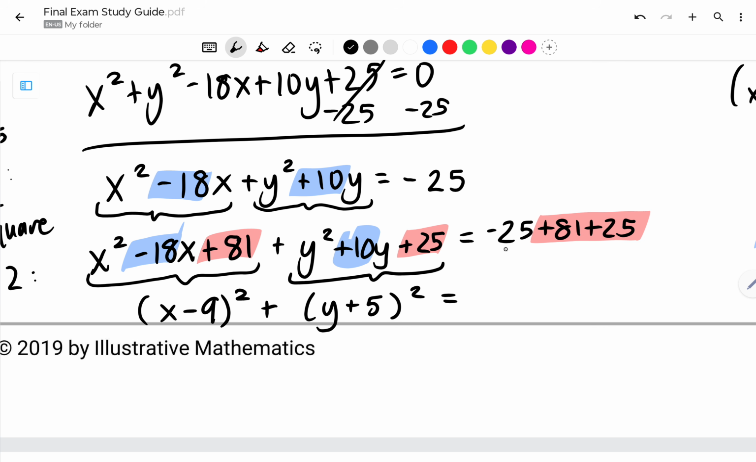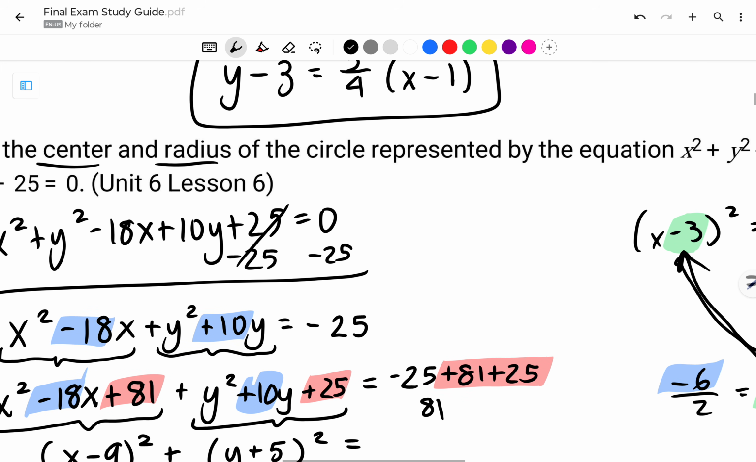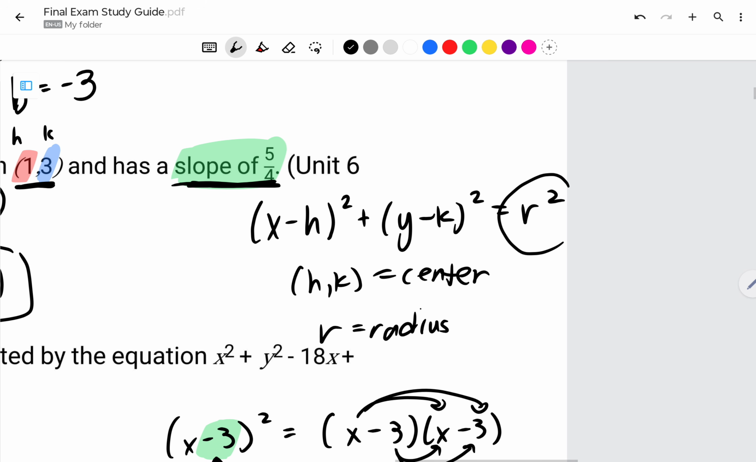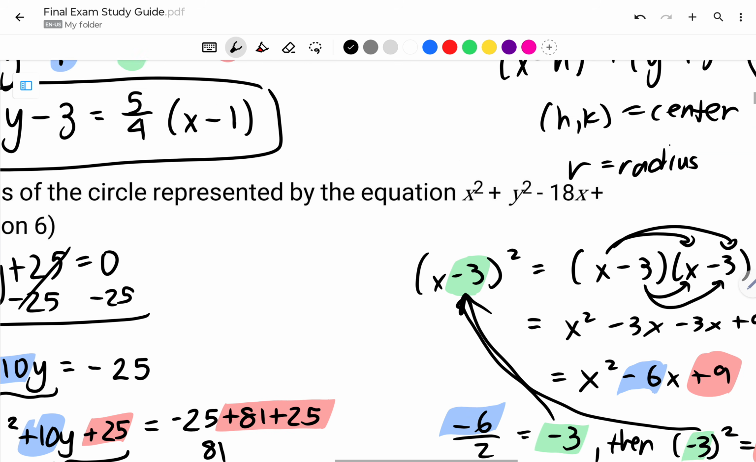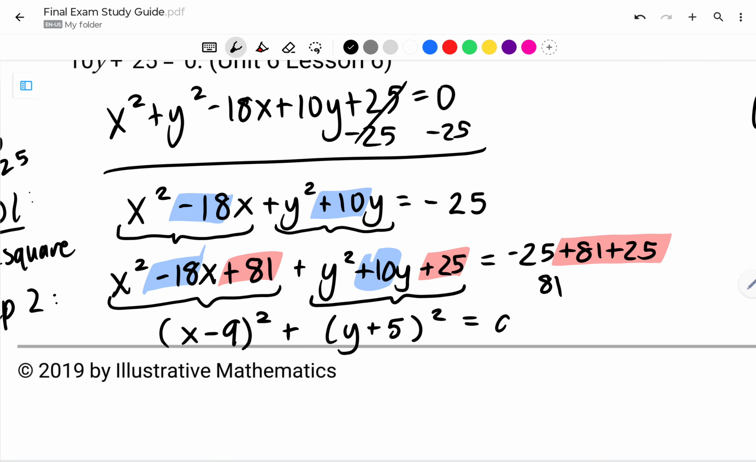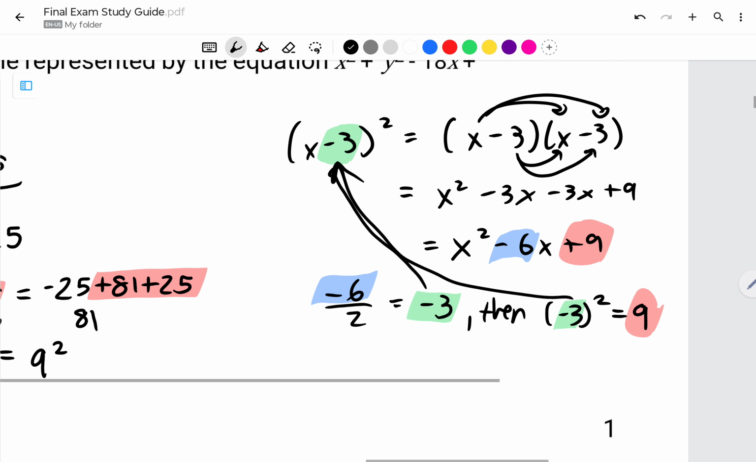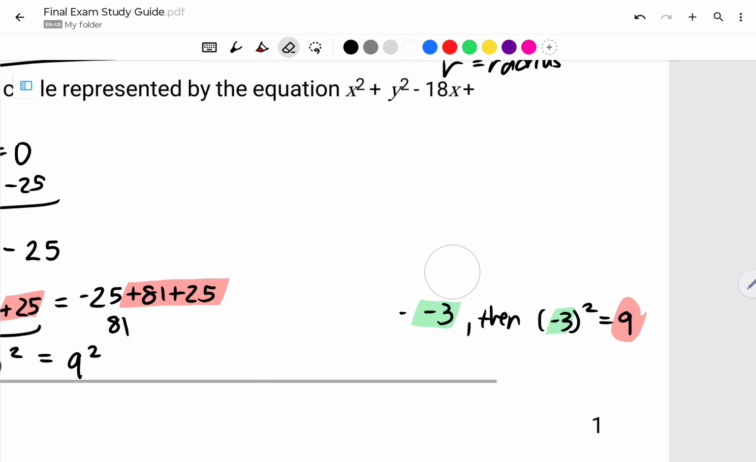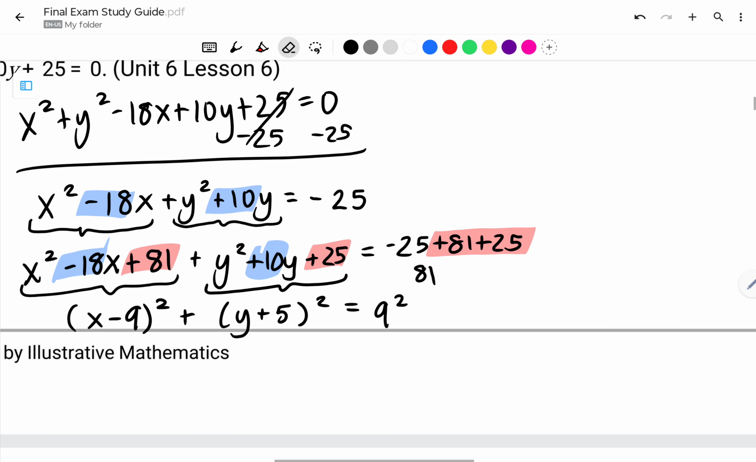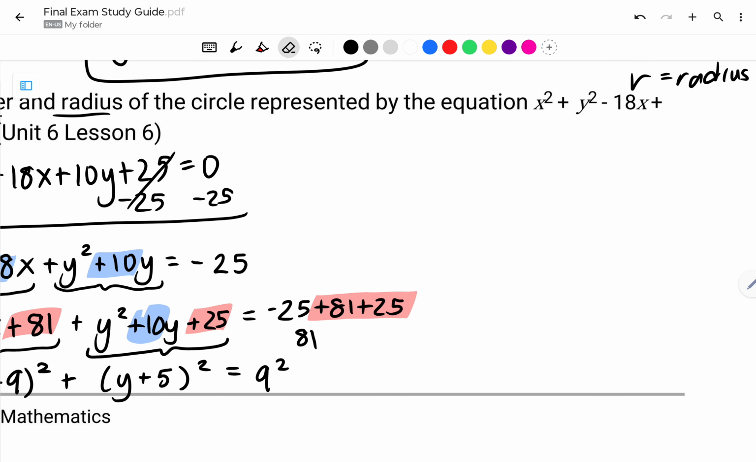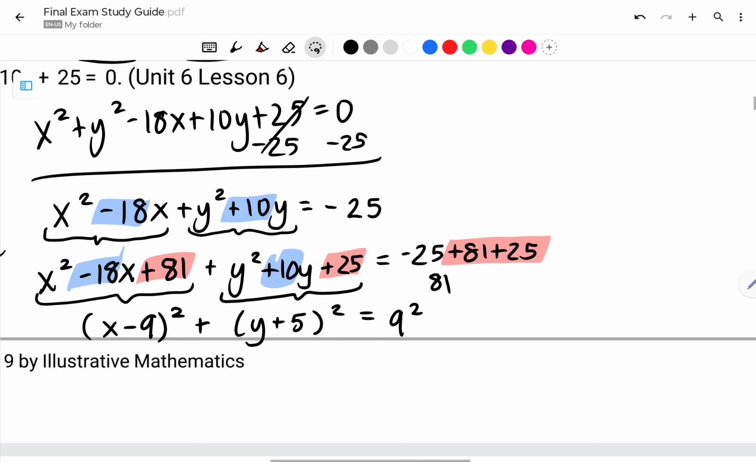And then this is going to be negative 25 plus 81 plus 25, that's 81. 81 is a perfect square. How can I rewrite that to make it look like some number squared? Right? It's going to be 9 squared here. Okay, let me erase all this. I need more space. So I'm almost there. Let me kind of move this up here so I can finish this.